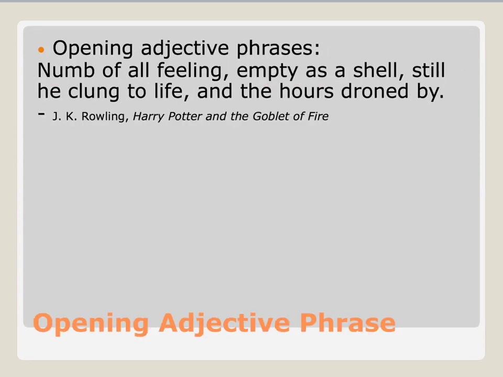Last but not least, we have adjective phrases. And this particular sentence has two. "Numb of all feeling, empty as a shell, still he clung to life, and the hours droned by." So you have your commas there. And what you need to know is that an adjective is always describing a noun. So numb of all feeling, empty as a shell, it's describing the he.